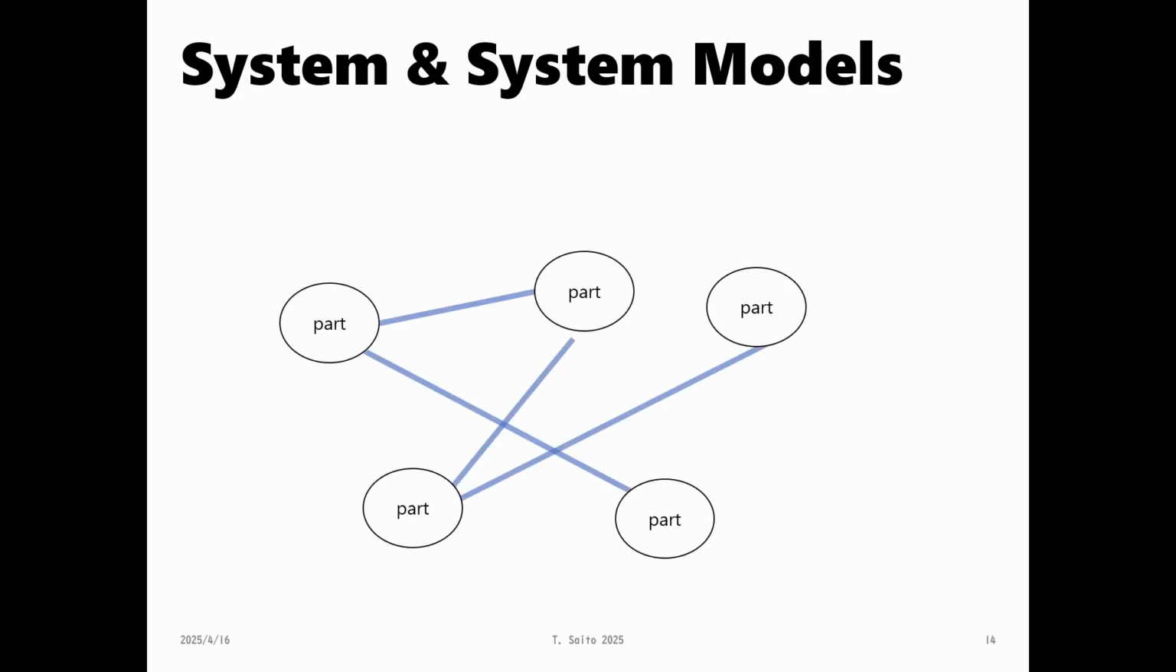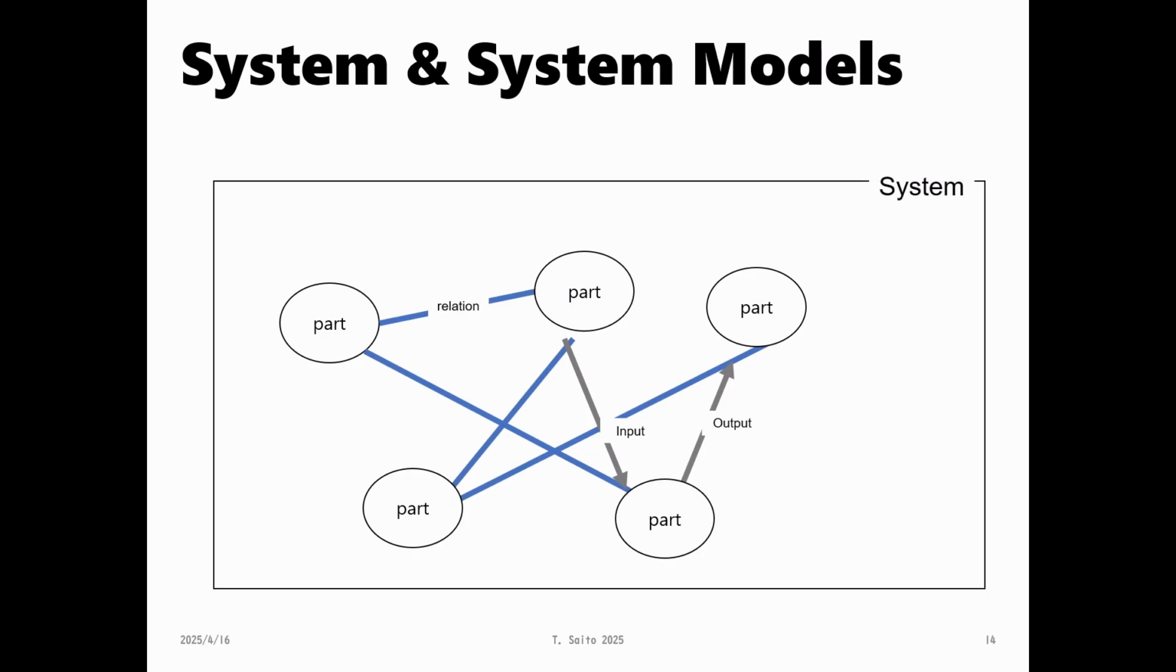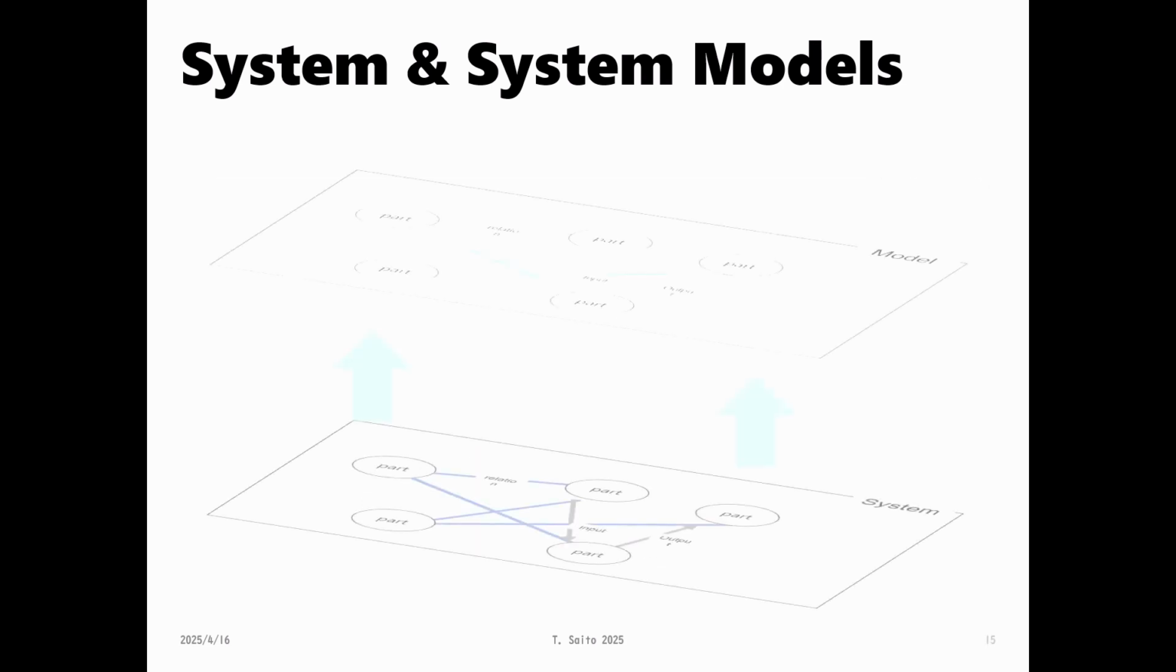The next cross-cutting concept is system and its models. A system consists of some parts interacting with each other, and the parts also have input and output with each other. You cannot understand the system directly because they are sometimes too huge or too small. So instead, we have developed models and studied them.